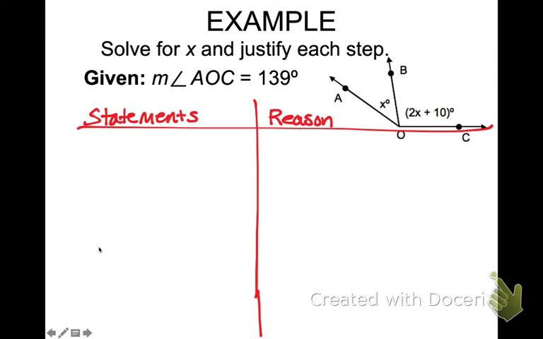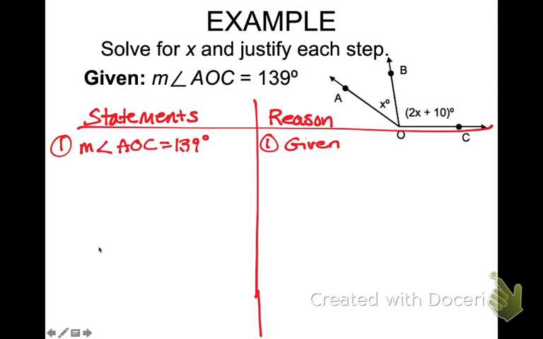So now instead of being given an equation, I see the word given, and directly following it tells me the measure of angle AOC. Is that the big angle or one of the small ones? Big angle. So we're given the big angle. So I'm going to write here at line 1 exactly what follows the word given, which is the measure of angle AOC is equal to 139 degrees. Given.